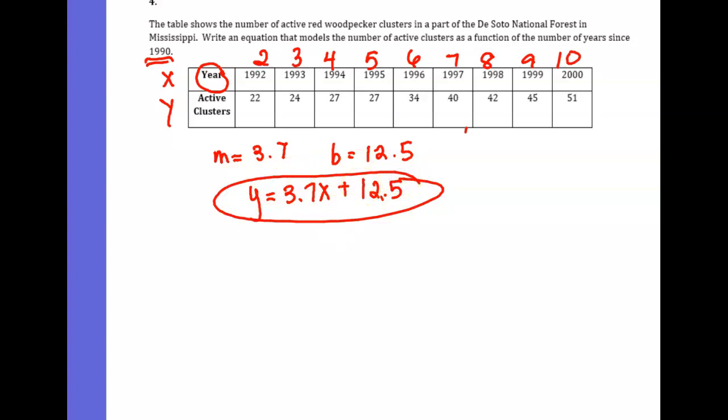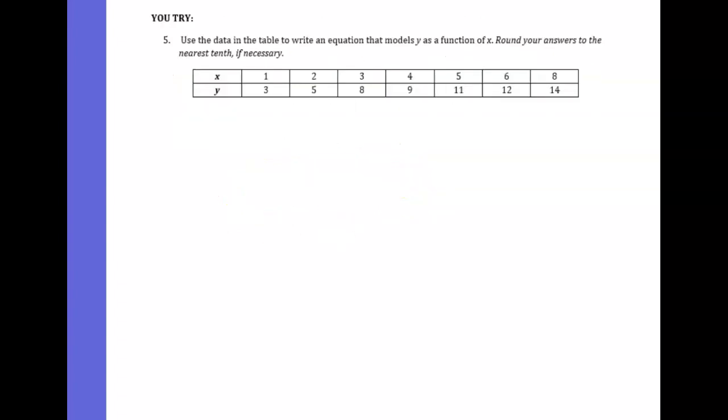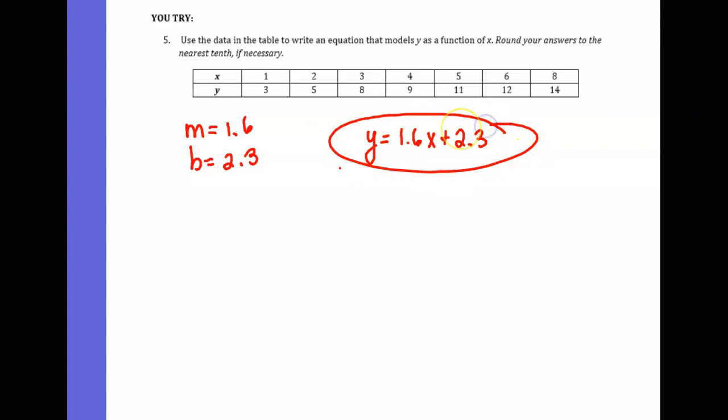All right, now you try it. Try number 5 on your own. Again, pause the video and then see what you get. Your M should be 1.6, your B should be 2.3. So your equation is 1.6x plus 2.3. We don't have to make any predictions.